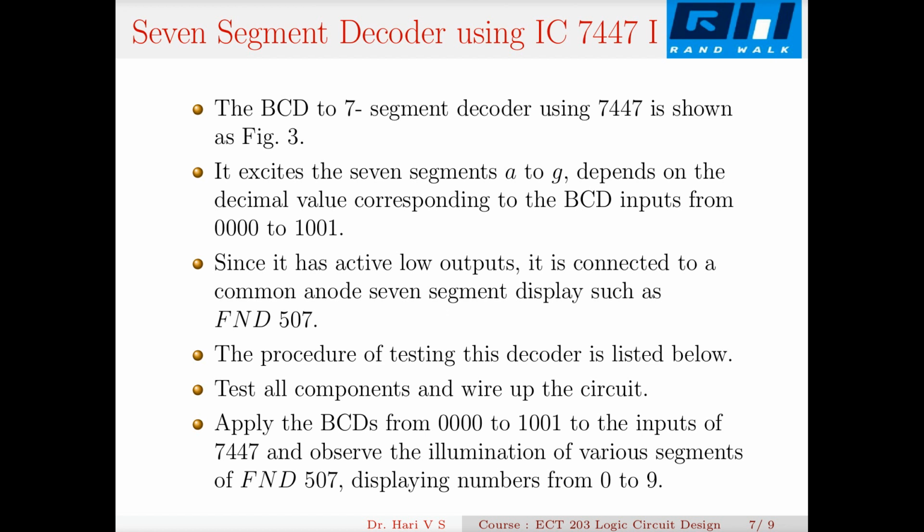Now there is another useful decoder that is called a 7-segment decoder. That's a BCD to 7-segment decoder. Probably you have seen it in displays and all. Earlier this was very popular, especially in watches, displays and all that.